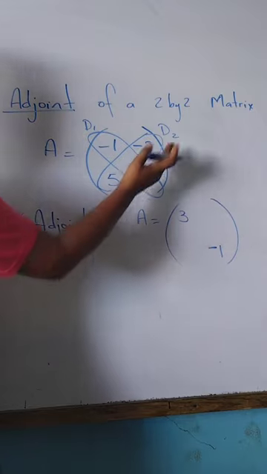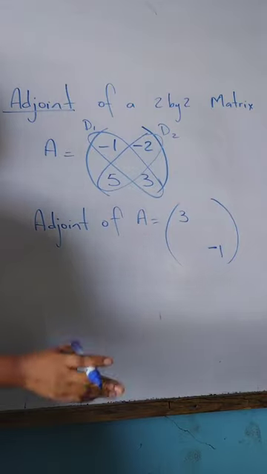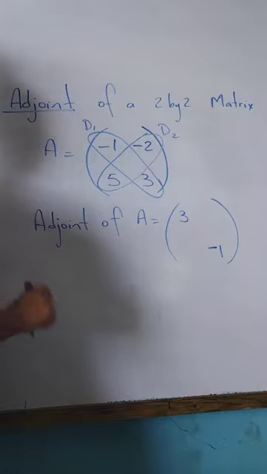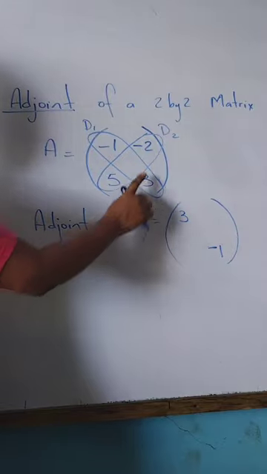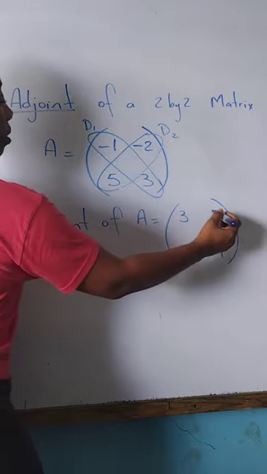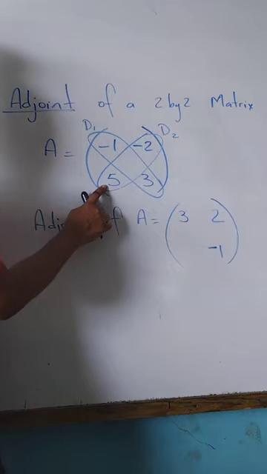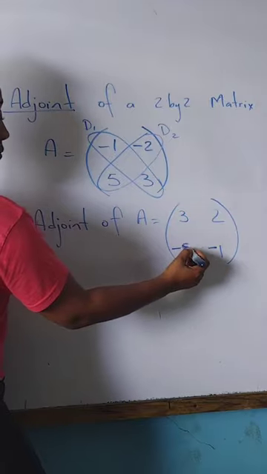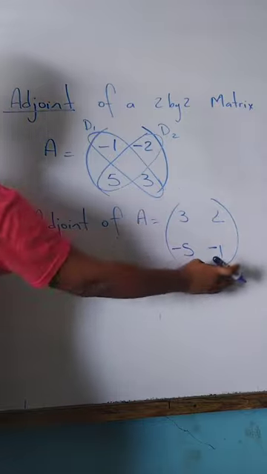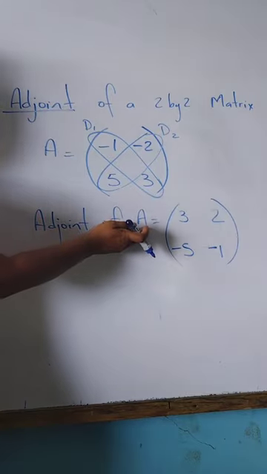What do I do with diagonal 2? Not doing the same thing. On diagonal 2, I will not switch the positions. However, what I will do is change the sign on the numbers. So this negative 2 will become a positive 2, and this positive 5 will become a negative 5. Did I complete my task? Yes. This matrix now represents the adjoint of matrix A.